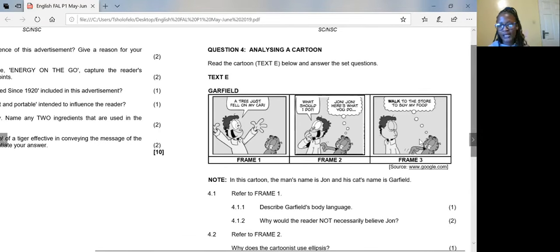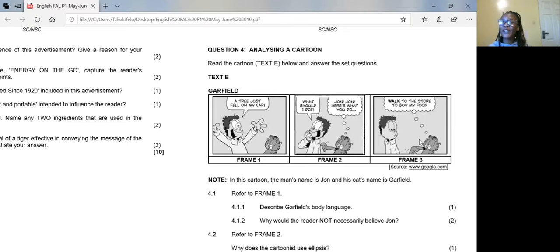Words are written in bold or bolded with capital letters to indicate that the character is saying the words loud, or the character is shouting, or the character is emphasizing whatever he or she is saying. But here's the catch in this cartoon. This is not a speech bubble, so you cannot say to me that the character is shouting, all right? It's not a speech bubble, but a thought bubble. So it means because Garfield is not talking, Garfield is thinking.